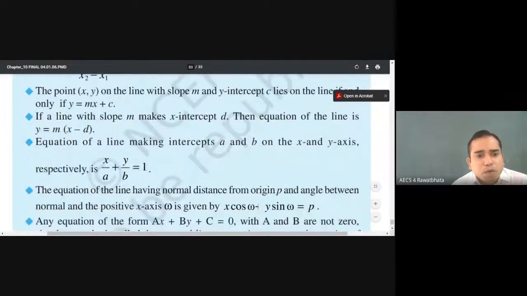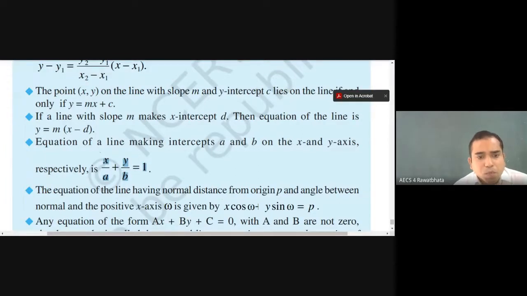Then one more equation, called the equation of a line in intercept form. Suppose a line cuts the x-axis at capital A, and OA is small a, the x-intercept is small a, and the y-intercept cut by the line on the y-axis is small b. Then the equation of the line is written as x upon a plus y upon b equal to 1. The characteristic of this form is that it contains 1 on the right hand side, and the denominators a and b give the intercepts of the line cut on the x-axis and y-axis respectively.